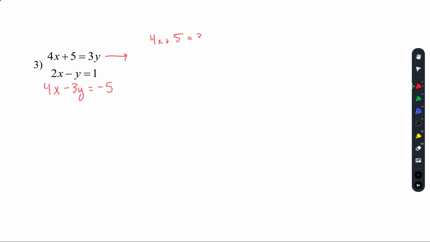Okay, hold on. This is what I did. I'm going to move over the 5. So I get 4x equals 3y minus 5. And then I have to move over the 3y. So I get 4x minus 3y equals negative 5. So what I had to do was switch around the 5 and the 3y. But to do that in a mathy way, I had to subtract this one, subtract that one. That's how I switch them algebraically.